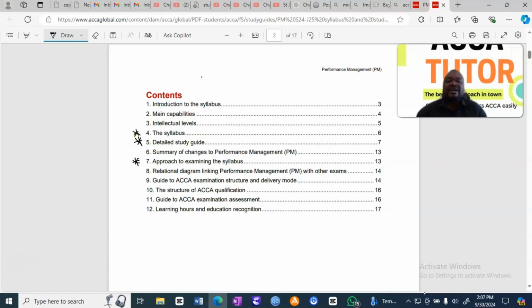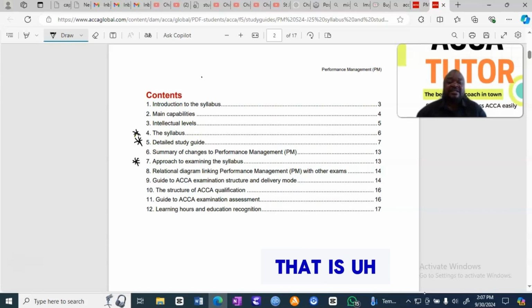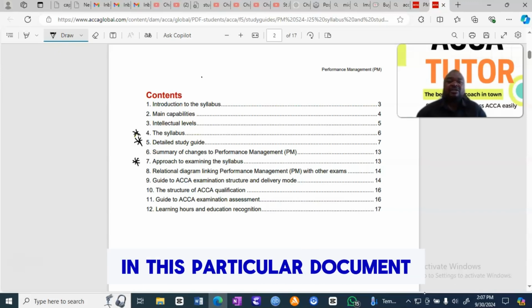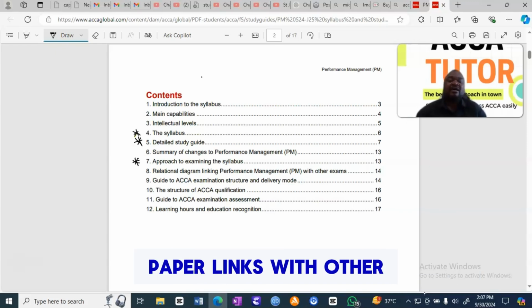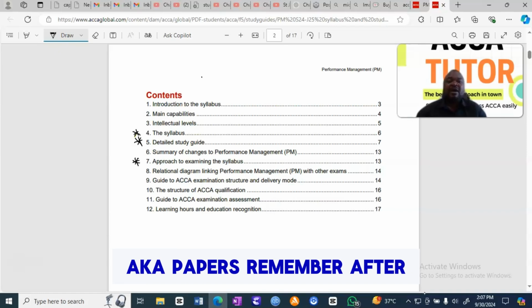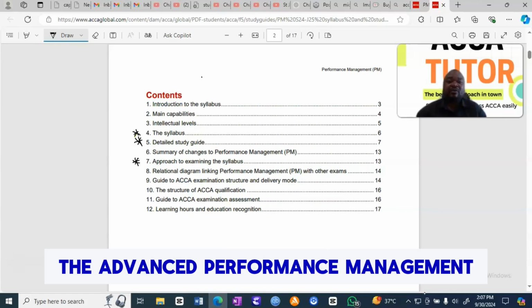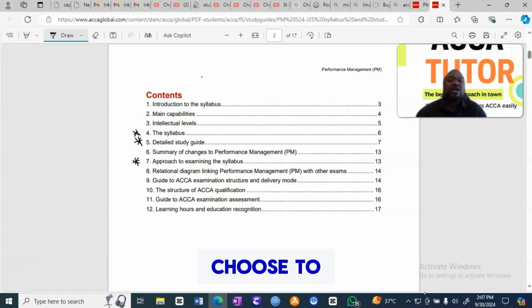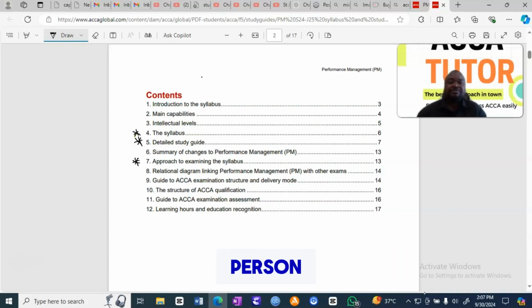Number 8, a relational diagram linking performance management with other exams. There is going to be a diagram in this particular document, which you need to refer to, so that you see how this paper links with other ACCA papers. Remember, after this examination, you are going to jump into the Advanced Performance Management paper, if you choose to be a management accounting type of person.